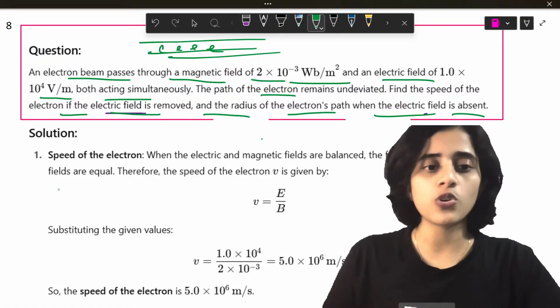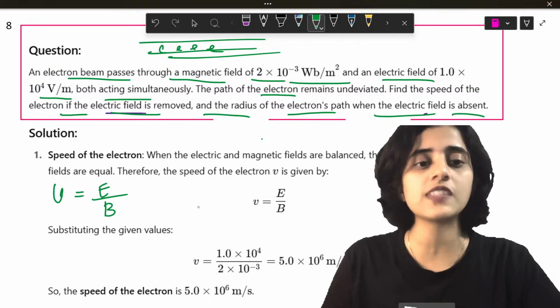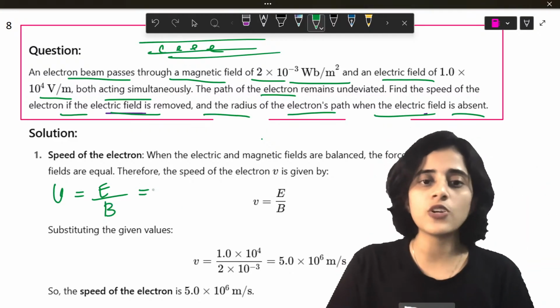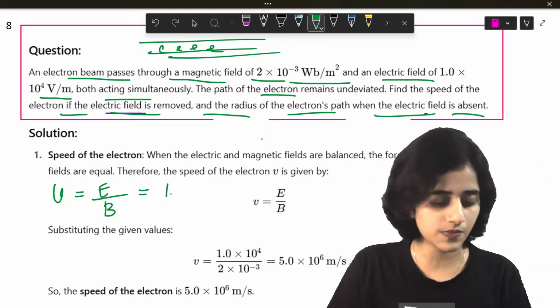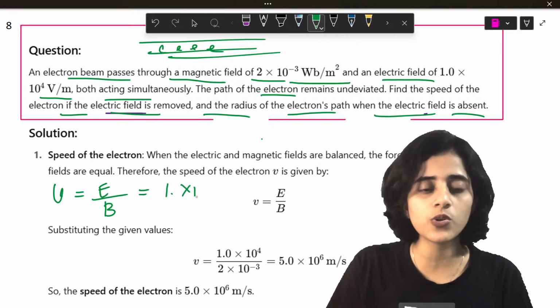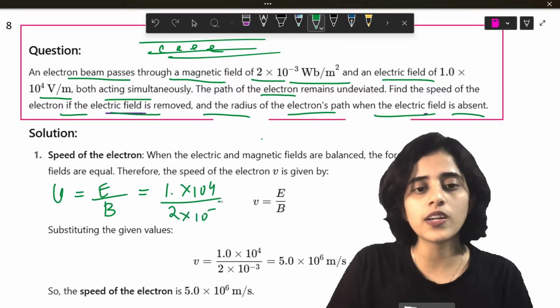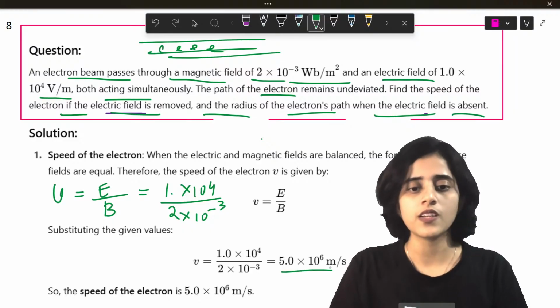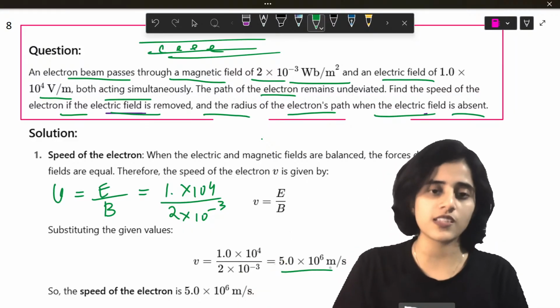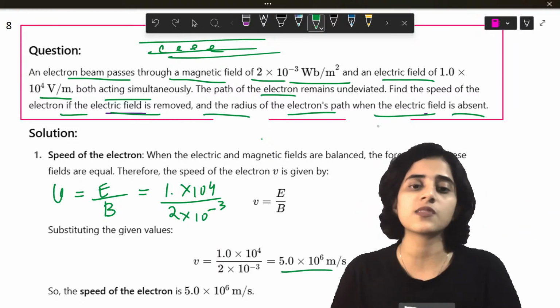The formula relating speed, electric field and magnetic field is V is equal to E by B. The value of the electric field is given. How much is it? 1 into 10 raised to 4. The magnetic field is 2 into 10 raised to minus 3. So it becomes 5 into 10 raised to 6. That's the first part, the speed of the electron if the electric field is removed.